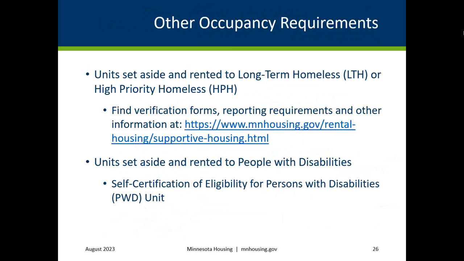If the loan that financed your property requires a certain number of units to be set aside and rented to people with disabilities, you can find the Self-Certification of Eligibility for Persons with Disabilities unit form on the property manager's main page. Click the link for relevant property management documents, forms, and resources. Click Occupancy Forms. Click Learn More about Occupancy Forms, then click Other Forms.